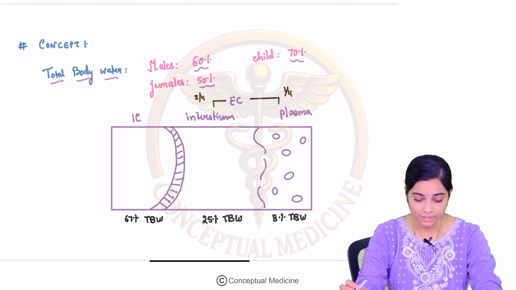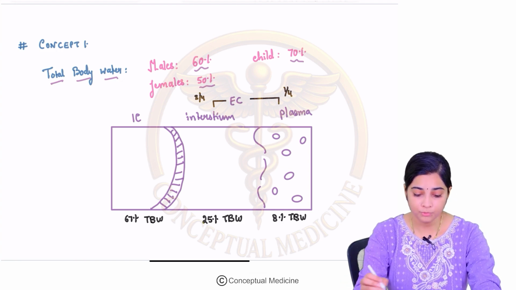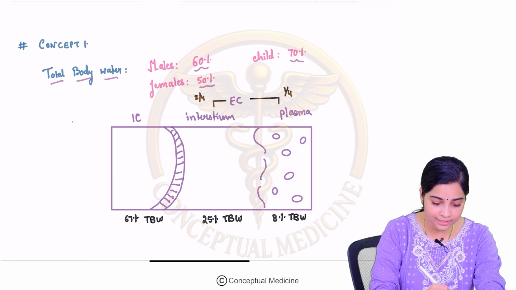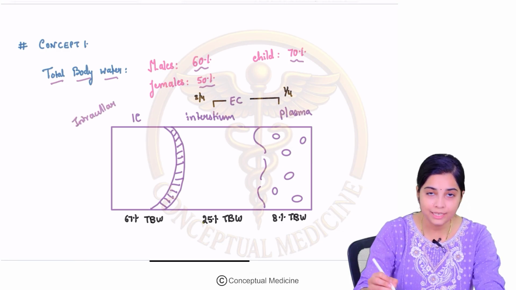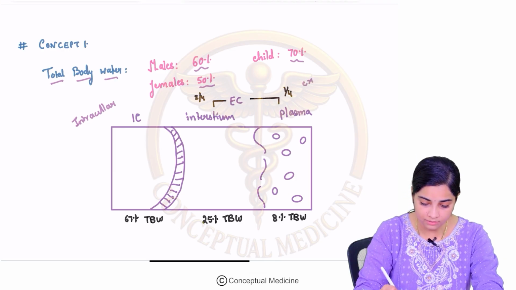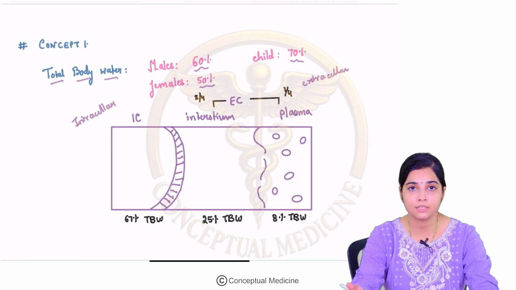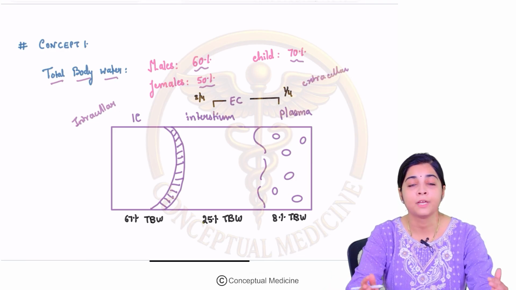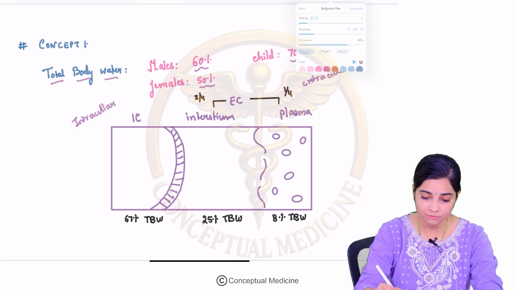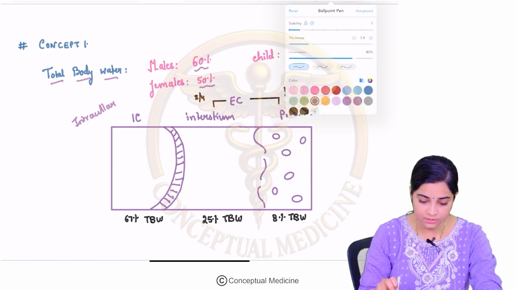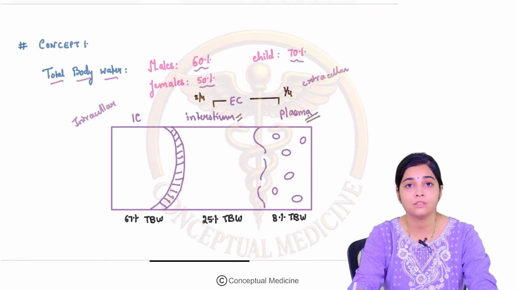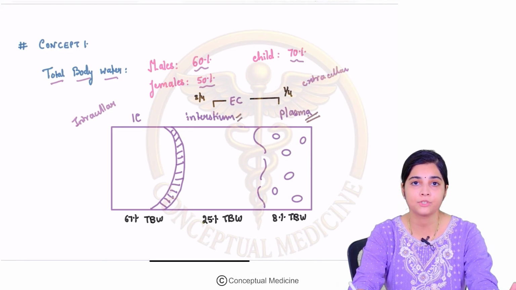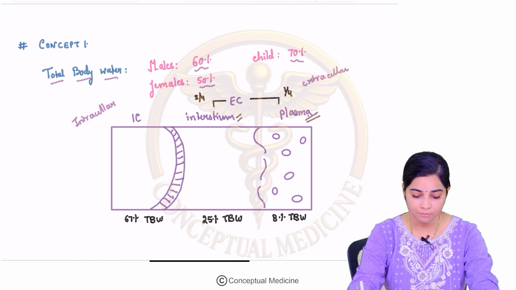What is this total body water? It comprises of two portions. The intracellular, IC basically stands for intracellular, and the extracellular or the EC, which is your extracellular portion. The extracellular fluid comprises of again two portions, which is your interstitial fluid and your plasma.